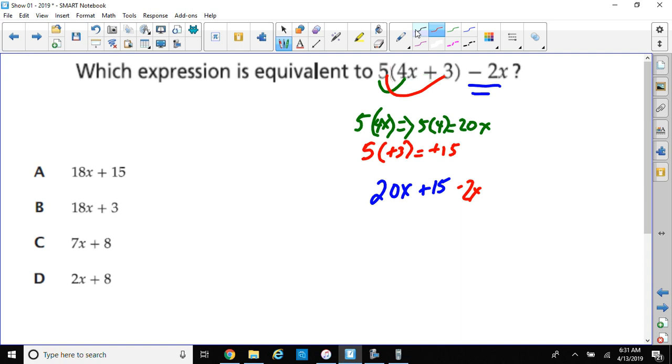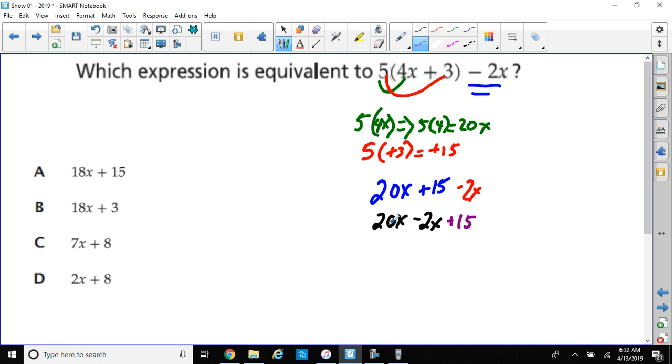The thing I'm going to do is take the 20x and minus 2x from that. And then I'm going to add on the 15. And this is shaping up very nicely because I'm looking at my choices and I see a plus 15. The only one that has plus 15 is choice A, so I'm tempted to go with A.